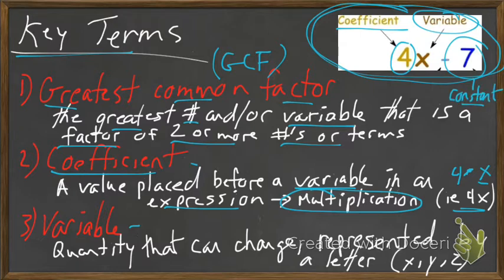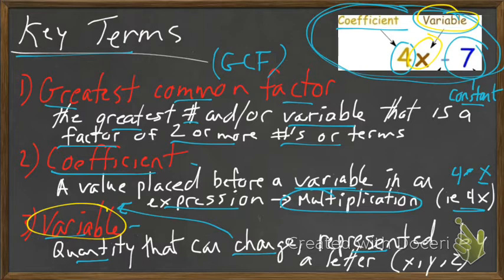Constant. So variable is a quantity that can change. That's literally what the term variable means. In mathematical terms, it is represented by a letter, so x, y, z. So again, in our example, this variable is x. The coefficient, circle coefficient in blue, was 4.